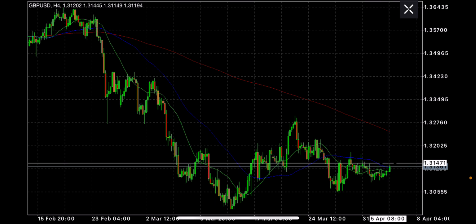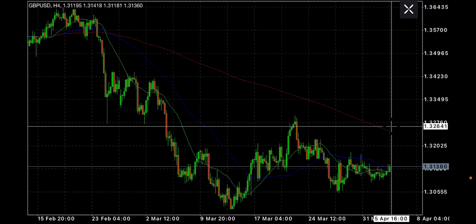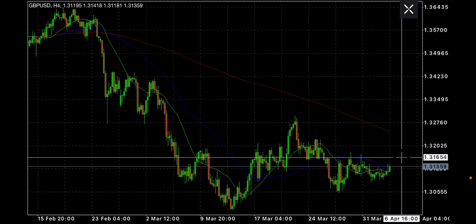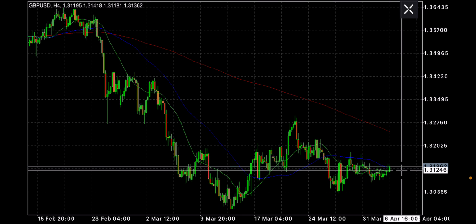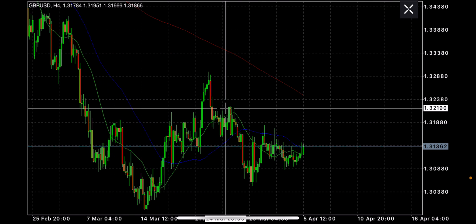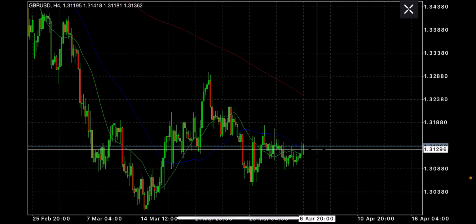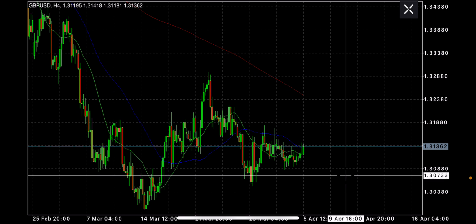Okay. So what can happen here is we can have a push up to this area here before we have another drop down. But if we do get a strengthening of the US dollar, you can definitely continue to see a range and a drop down.